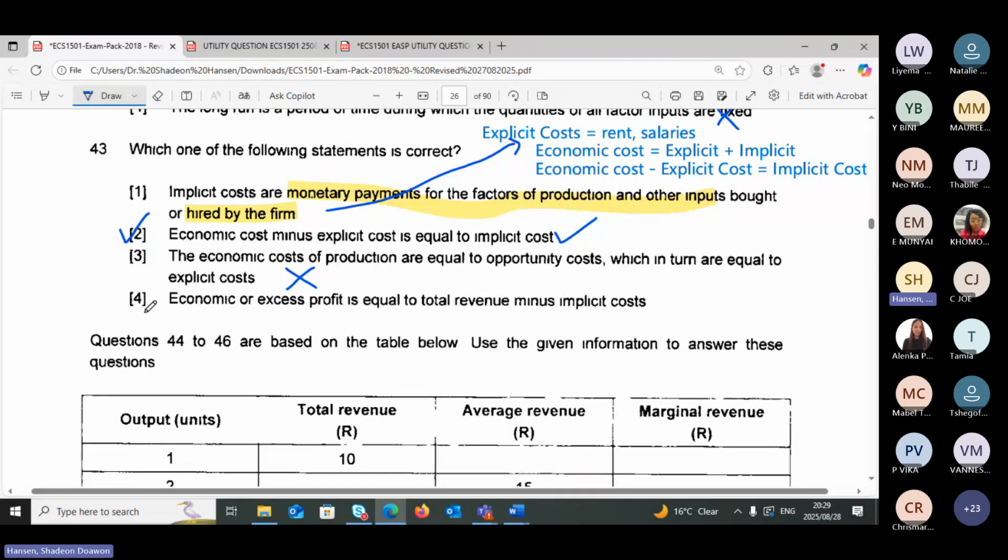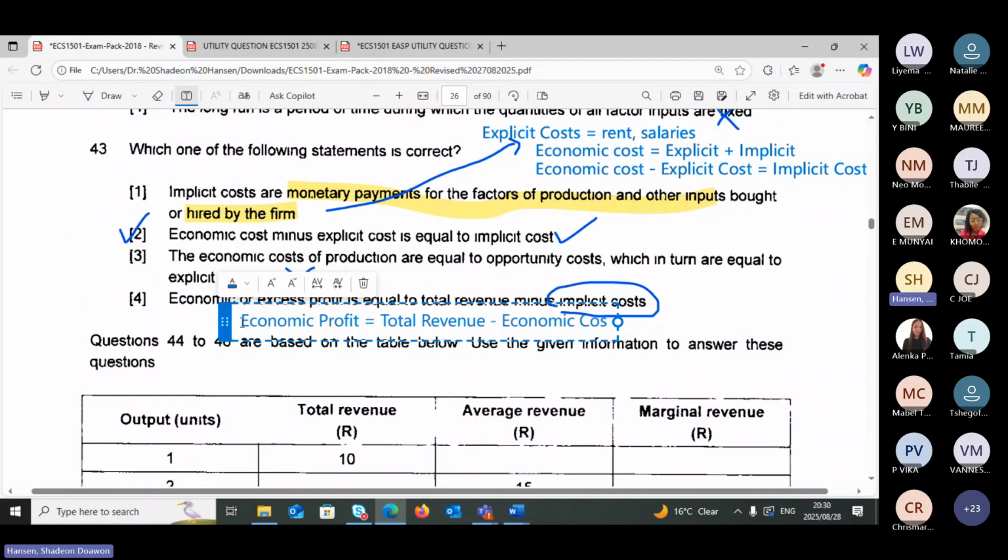Then if we look at option number 4, option number 4 says economic or excess profit is equal to total revenue minus implicit cost. That doesn't sound correct. Because the formula for economic profit, students, is equal to total revenue minus economic cost. And what is economic cost, students? Economic cost is the sum of explicit plus implicit cost. But this option goes on to say it is total revenue minus implicit cost only. No, it's total revenue minus economic costs. And economic cost is made up of explicit plus implicit costs. Are we together, students?